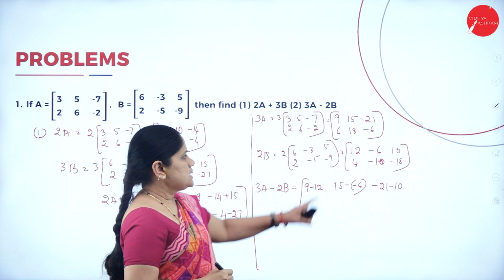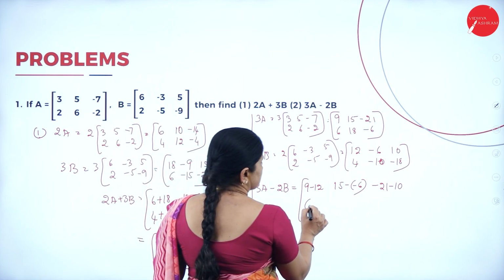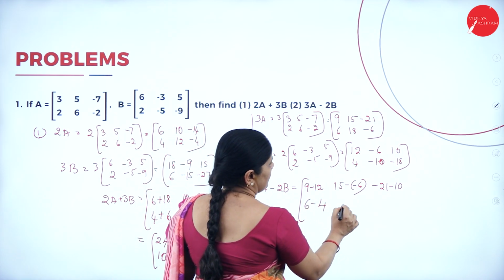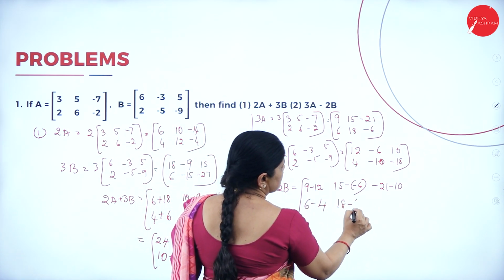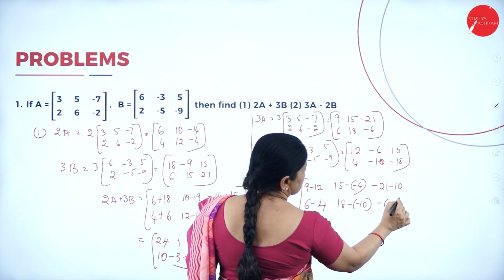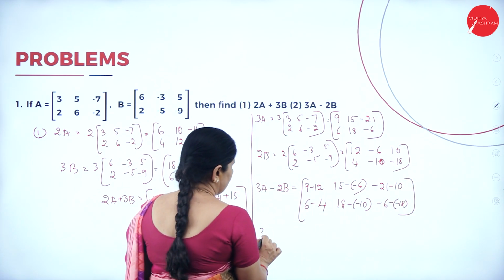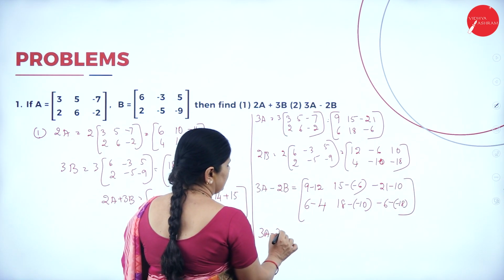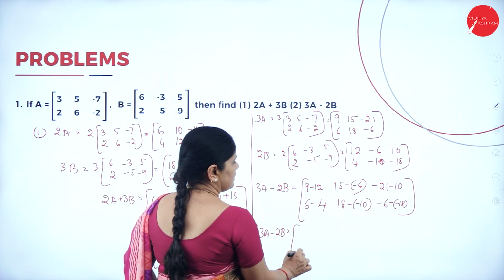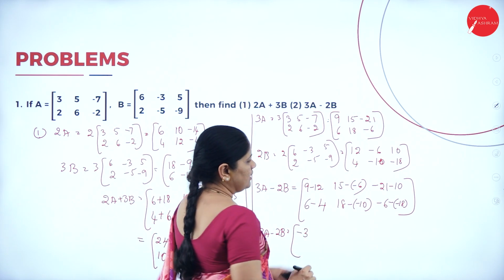Next one. 6 minus 4. 18 minus of minus 10. Minus 6 minus of minus 18. Now, when we simplify this further, we get 9 minus 12 is minus 3.